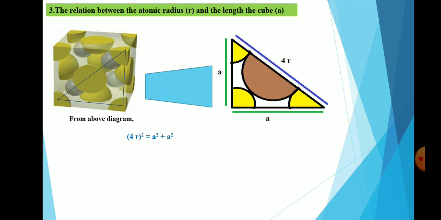Why? Because they all touch each other. Therefore 4r square is equal to a square plus a square. Hence we get 2a square is equal to 4r square. We have to do a little more simplification. a square is equal to 4r square divided by 2. So a is equal to, by removing the square, hence a is equal to 4r divided by root 2. We consider this equation 2.